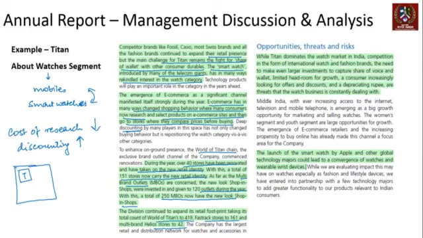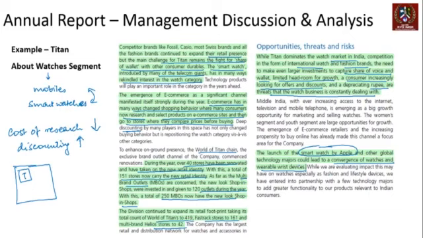Titan dominates the watch market in India, but there is competition in the form of international watch and fashion brands, the need to make even larger investments to capture share of voice and wallet, limited headroom for growth, and a consumer increasingly looking for offers and discounts. These are the key threats to watch in the watch business, right? And obviously, the smartwatch by Apple and other global technology majors is something that could lead to a convergence of watches and wearable wrist devices, and that may be a potential disruption scenario for someone like Titan, right?